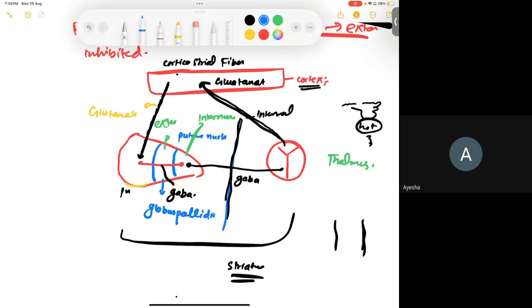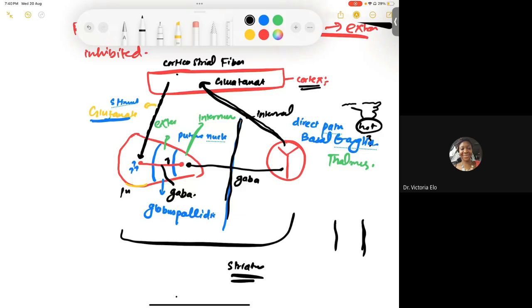This pathway is called the direct pathway of the basal ganglia. Whenever glutamate is released from the cortex into the putamen, what would it do to the next fiber? The GABA release is going to be more, because glutaminergic is stimulatory in nature and GABAergic is inhibitory in nature. So whenever glutaminergic is released here, it stimulates the next nerve to release a lot of GABA. Am I right?